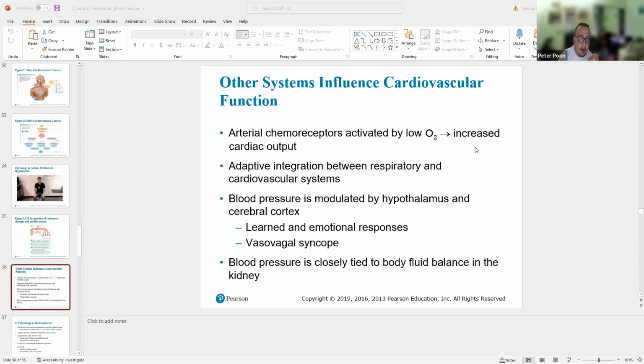Blood pressure is modulated by the hypothalamus and cerebral cortex. So you can have a fear response, right? Learned emotional responses. You're nervous before a test, etc. You can also get vasovagal syncope, which is another way of saying passing out from the fear of blood and stuff like that. That's the most common one, right? People see blood and they faint.